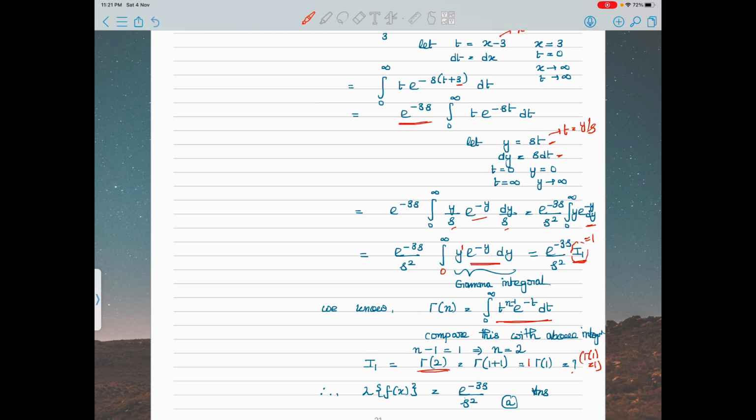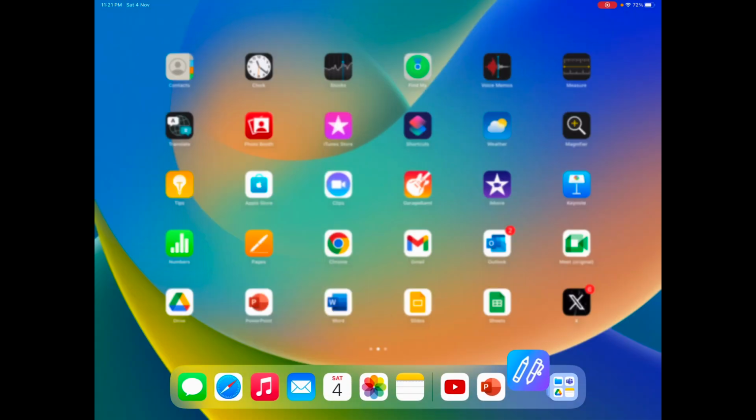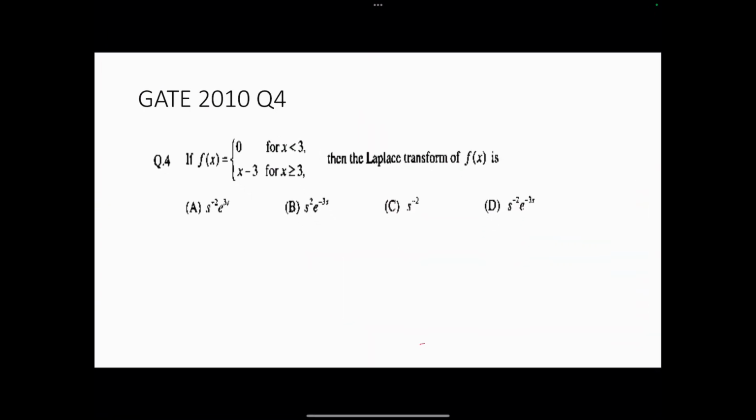Therefore what we get is nothing but the constant part which we have here, e to the power minus 3s divided by s squared. So I think D is the correct option, not A. If we come back to the question, in the options, s to the power minus 2 e to the power minus 3s is given here. This is the correct option. D is the correct option in this particular case. Thank you.